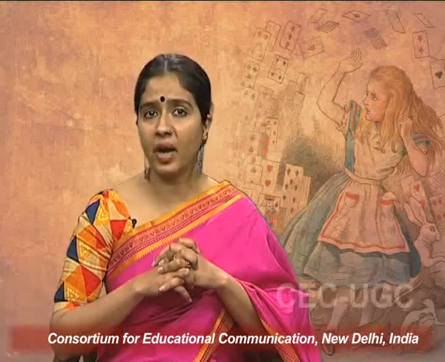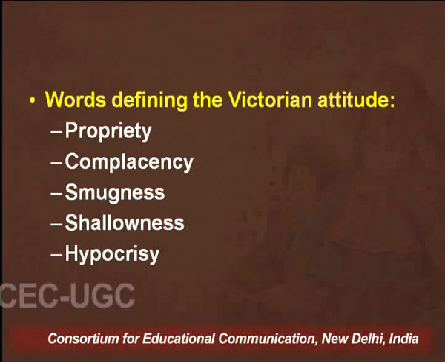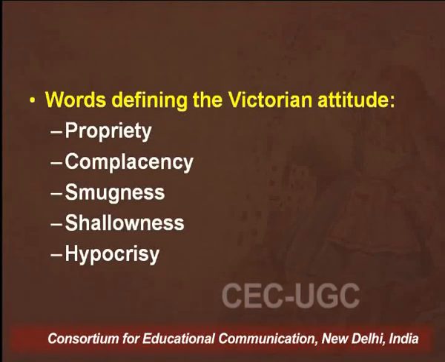Now, if we look at the defining aspects of Victorian attitudes, we see that the words propriety, complacency, smugness, shallowness and hypocrisy are what define the cultural values. Now, smugness and complacency mean that England was very self-satisfied at this time. Why? For the simple reason that because of the colonial enterprise, they were exploiting resources of other places and gaining wealth. So that gave a sense of complacency and self-satisfaction at this time.